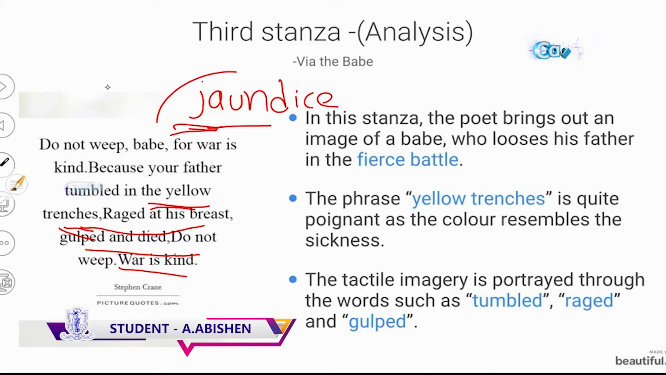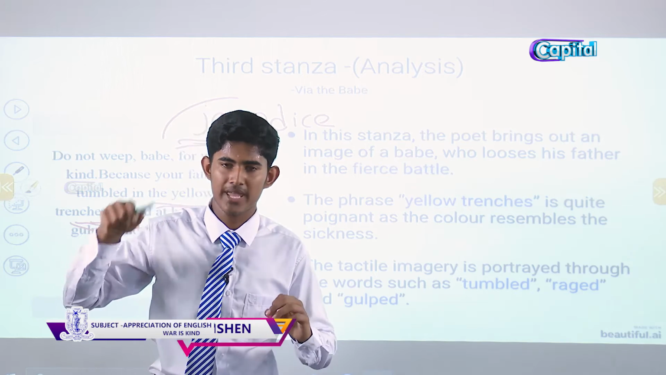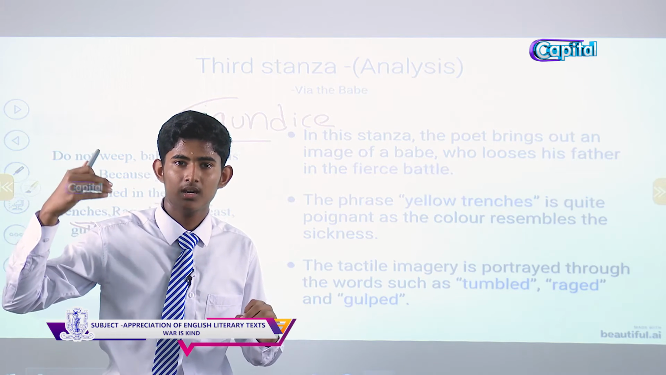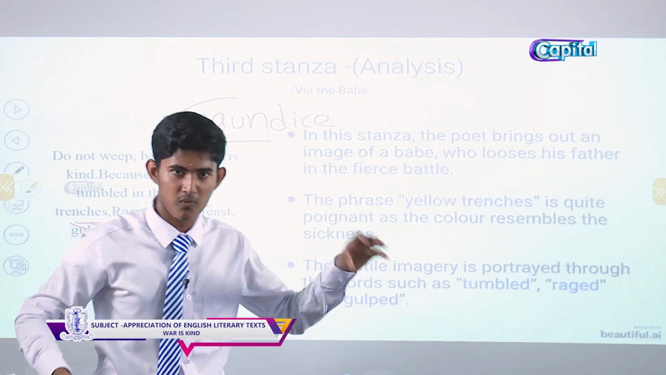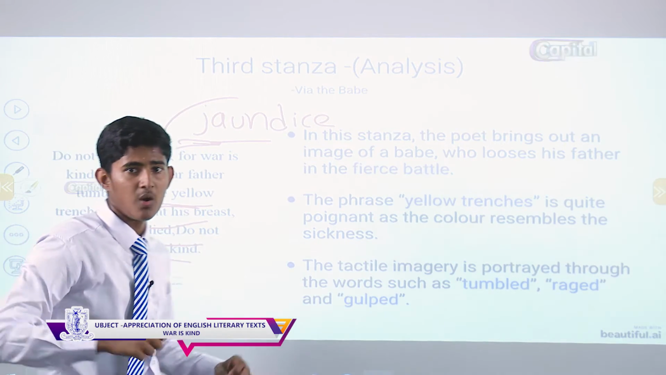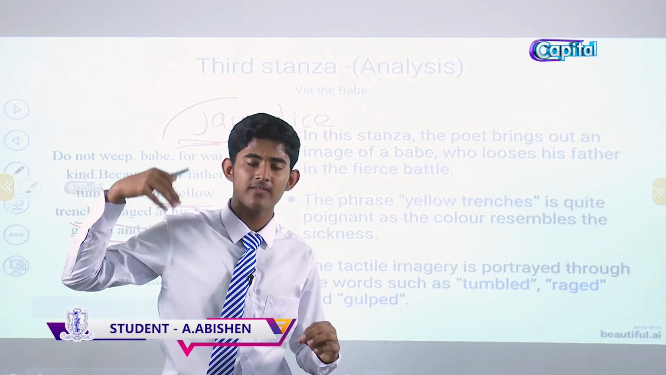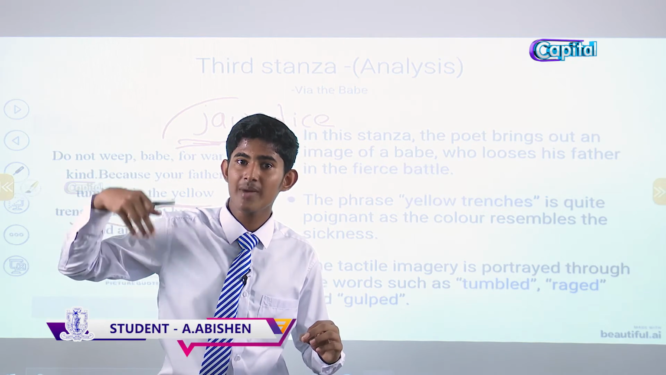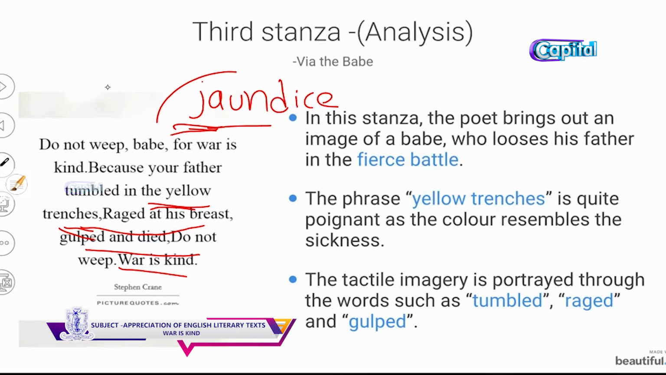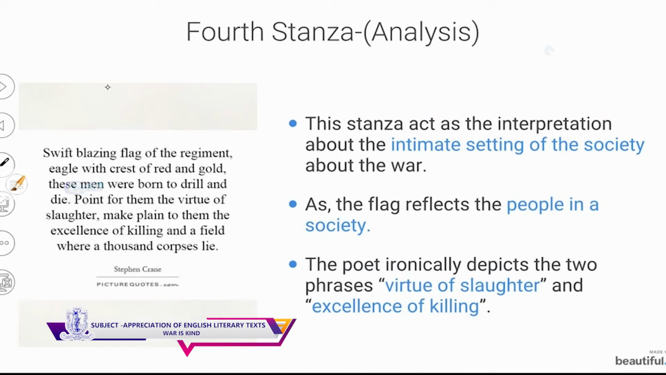So in this third stanza, first of all, the poet is describing a baby who loses her father in the war, and how the father, even though he is in a safe place, becomes a target of the enemies is described in the third stanza. Moving to the fourth stanza analysis.